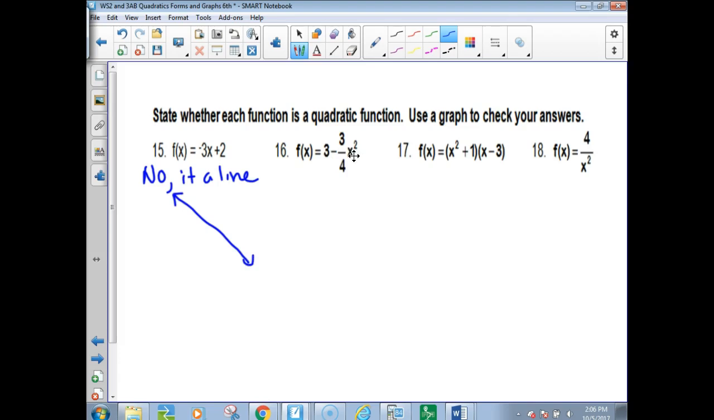All right, this thing right here has an x squared in it. That's what we need to be a parabola. This would be a parabola because it's got x squared as its highest power. So yes, that one's a parabola. This one, what if you multiplied it out? X squared times x would give me an x cubed. I'm not going to FOIL the whole thing out. This is a cubic.